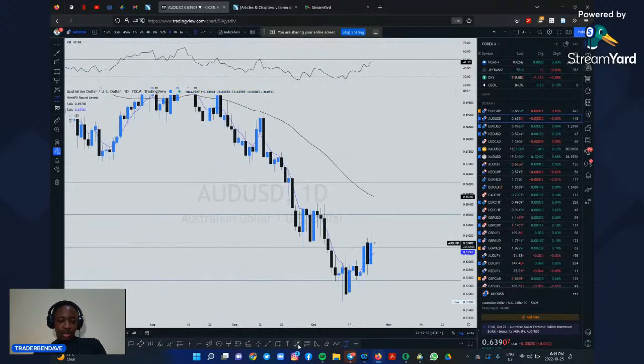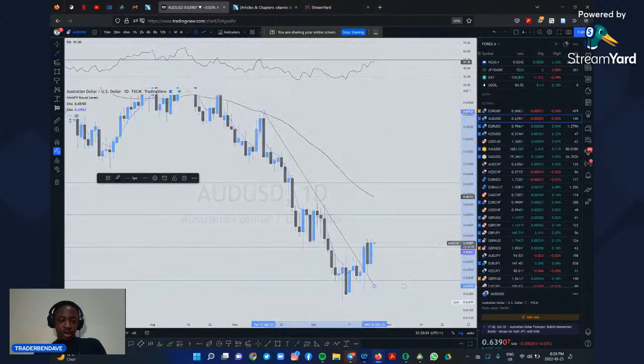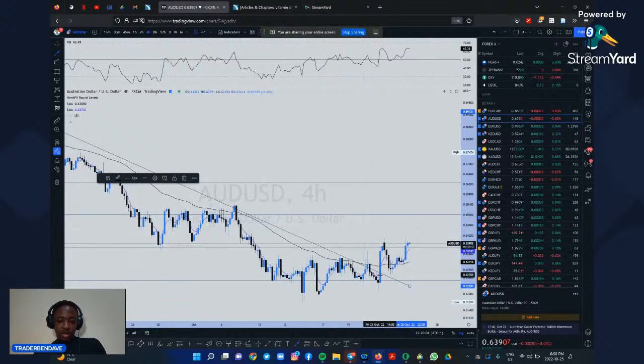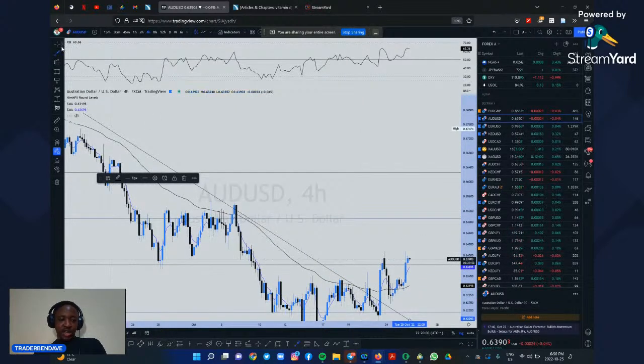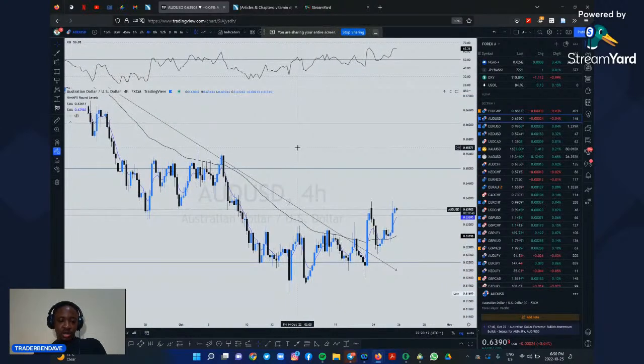I had this trend line going from here to here. So what I said was if price pulls back into this level, we look to buy. But unfortunately today I traded against my bias and I lost a lot of money on AUD USD.